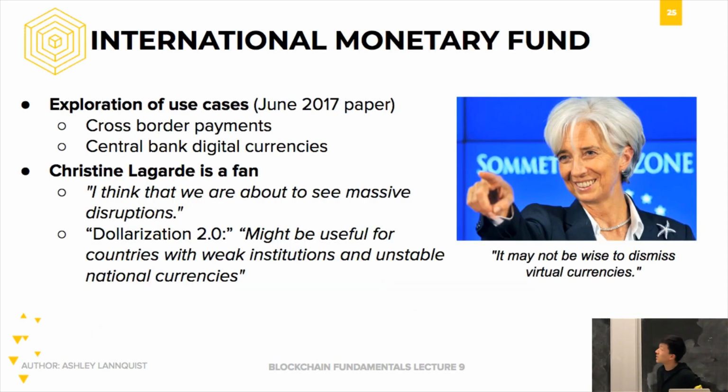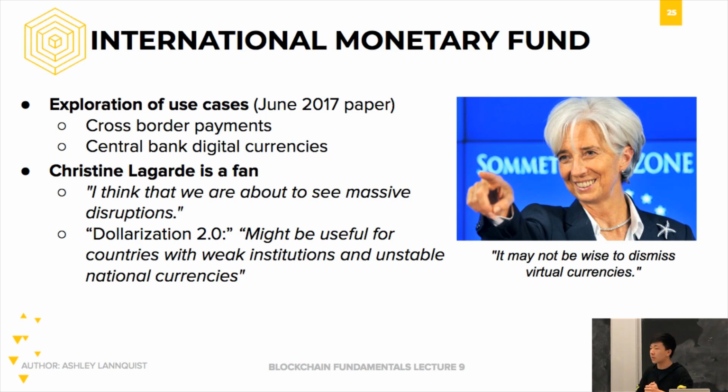Yeah. So the IMF is also a big fan of cryptocurrencies. Christine Lagarde, who's the managing director of the IMF, has been a fan since the beginning, and she thinks there's a lot of disruption possible in the cryptocurrency space, or in the blockchain space as well. And as we mentioned in previous lectures, there are a few countries with unstable governments and unstable currencies where blockchain is a better solution and a better form of value transfer. One example of this would be Venezuela, which has an unstable government.